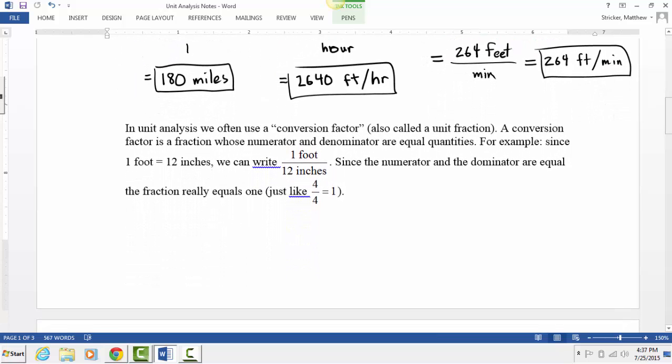Now in a unit analysis we often use what's called a conversion factor, or a unit fraction. A conversion factor is a fraction whose numerator and denominator are equal quantities. For example, since 1 foot is equal to 12 inches, think about a ruler, we can write it as a fraction where the numerator is 1 foot, the denominator is 12 inches, and since those quantities are equal, this is really just equal to 1. Anytime the numerator and denominator are equal, the fraction really equals 1, the same way that 4 over 4 equals 1.